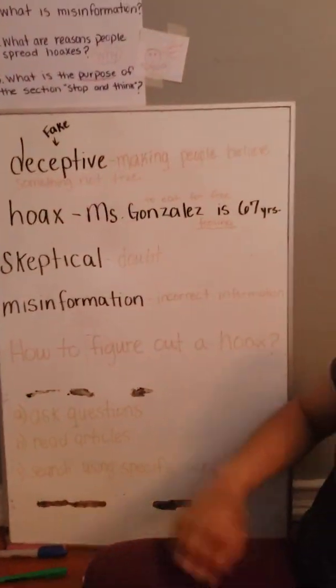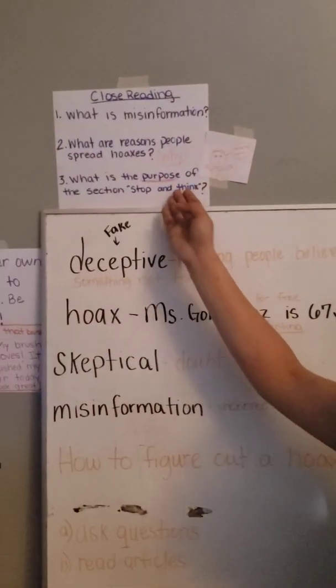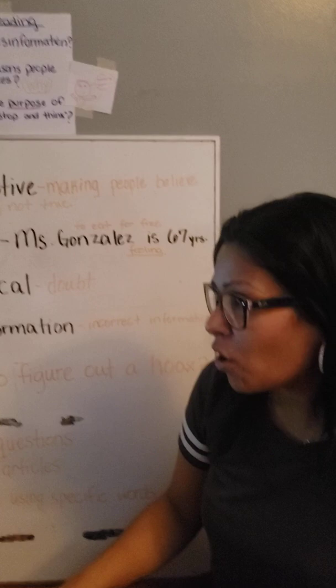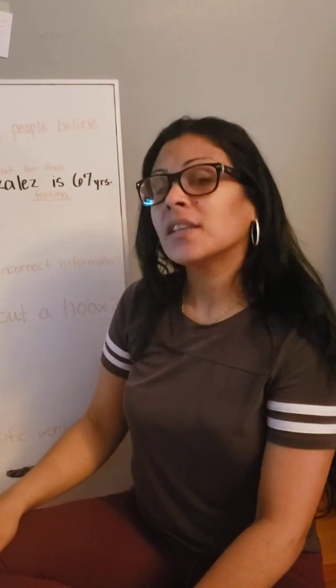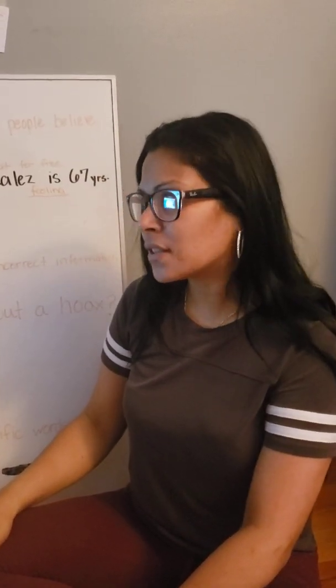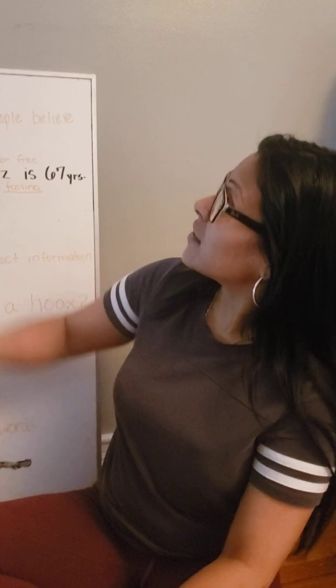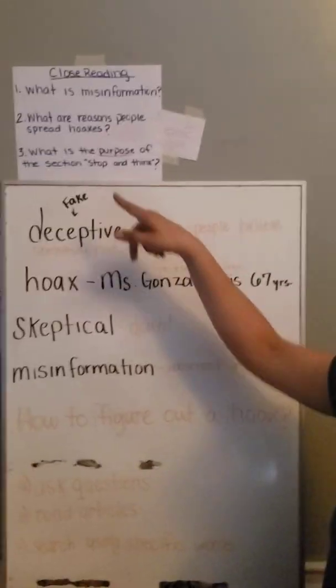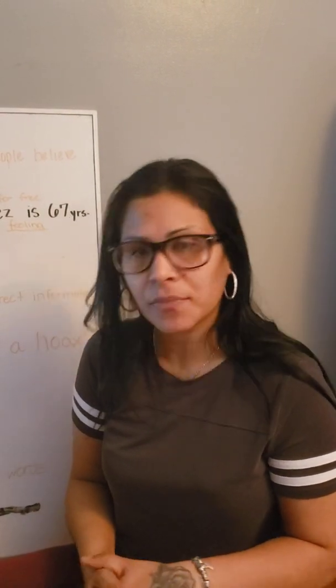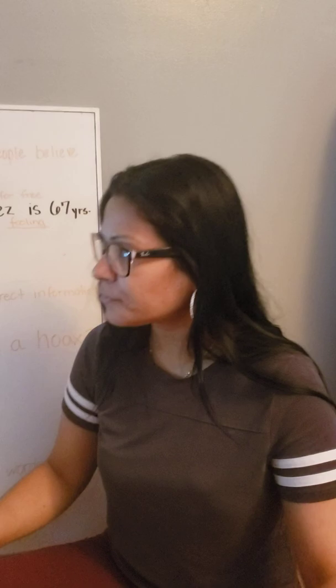So let's go back to the question. What is the purpose of the section Stop and Think? Well, the first sentence is a good thesis statement, right? Because it tells us how we can stop spreading misinformation. So that section, Stop and Think, tells us how we can stop the spread of misinformation.